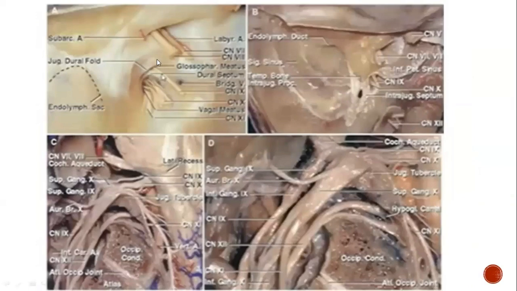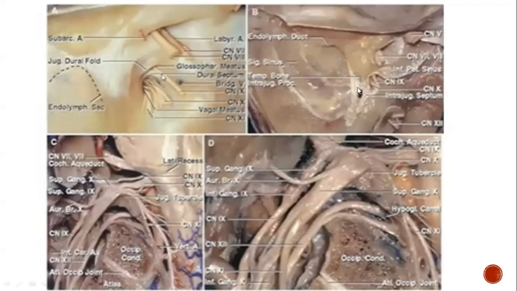This picture is basically showing the neural structures. Here we have the internal acoustic meatus where the seventh and eighth complex is going. This is the jugular foramen. So these are the 9th, 10th, and 11th cranial nerves. The ninth is slightly medial, and the 10th and 11th are slightly lateral. Here we have the endolymphatic sac, which opens into the vestibular aqueduct.